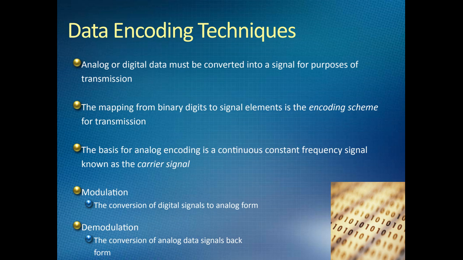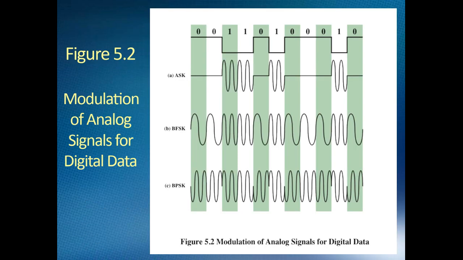Modulation, the conversion of digital signals to analog form. This is modulation. Demodulation, the conversion of analog data signal back to digital. This is when you send from your computer, the modem will convert it. Then when it arrives, the modem there will convert it back to digital for the computer. Any questions?